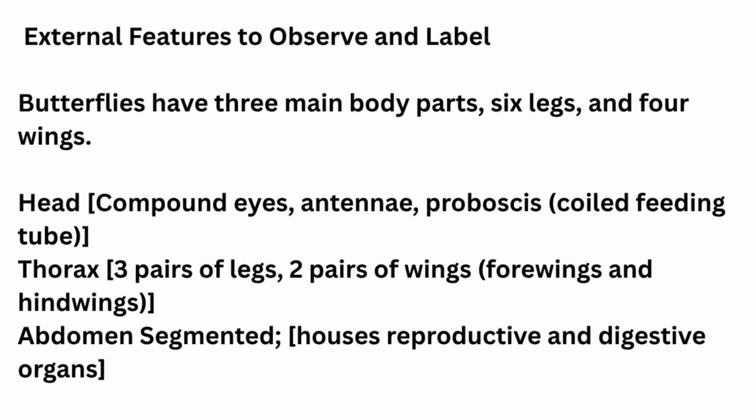Now it also has the thorax, which contains or is made up of 3 pairs of legs, 2 pairs of wings, the forewing and the hind wings. It also has the abdomen, which is segmented, right? And the abdomen houses the reproductive and digestive organ.